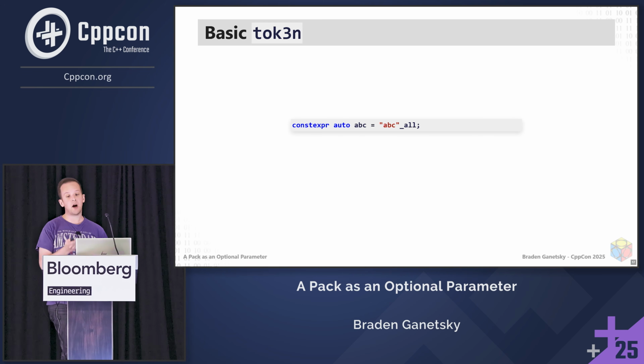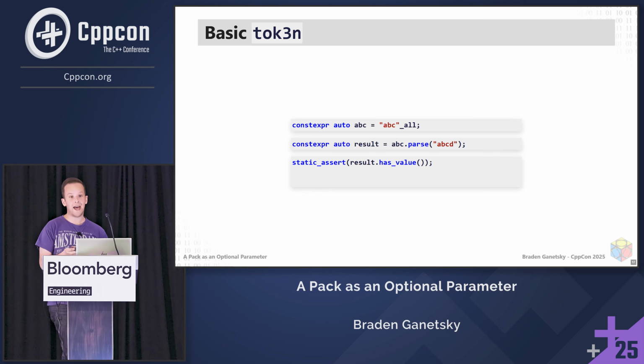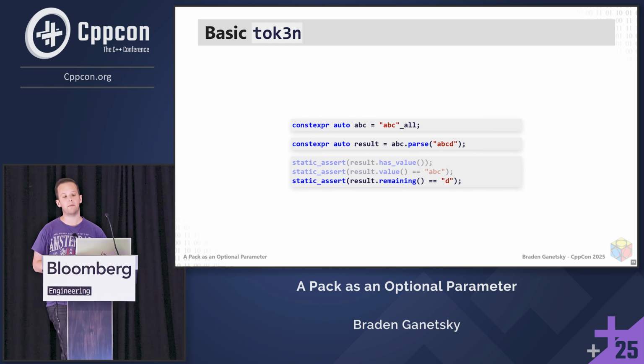So you can have a parser that looks for the letters A, B, and C in order, and then when I try to parse A, B, C, D, well, the result has a value, and the value is A, B, C, and then the remainder is D. So it's kind of like an optional, but it has this one extra function called remaining. And this does exactly as you would expect.